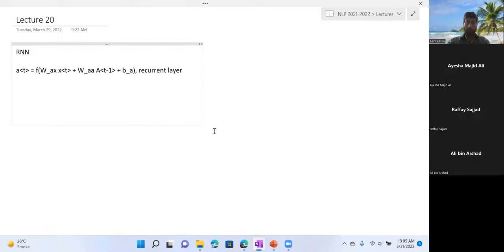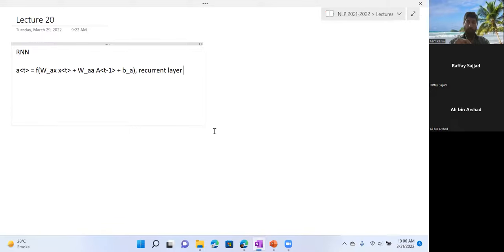Okay. And this is, of course, the main equation. So you notice that to get the output at time point t, you need the input at time t, as well as you need the output of the same layer at the previous time step. And both of these inputs to this time step, the x as well as A of the previous time step, are modified by appropriate parameters. So one is W_aa and the other is W_ax.